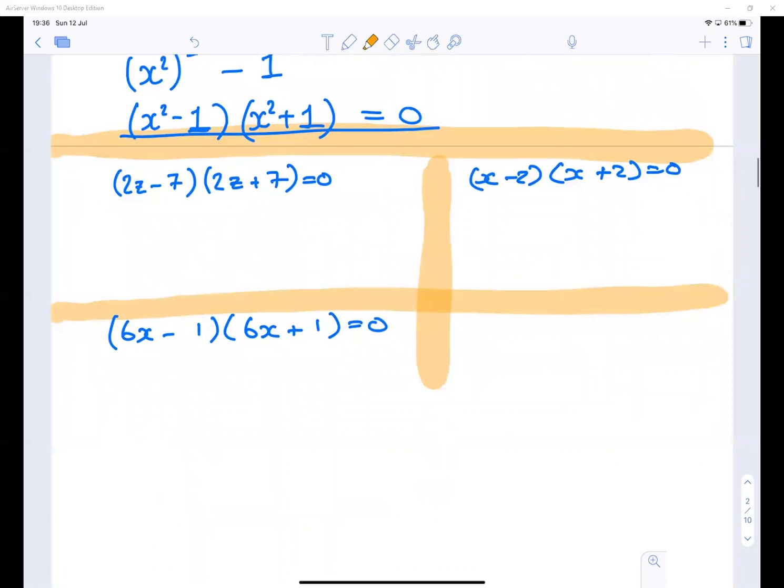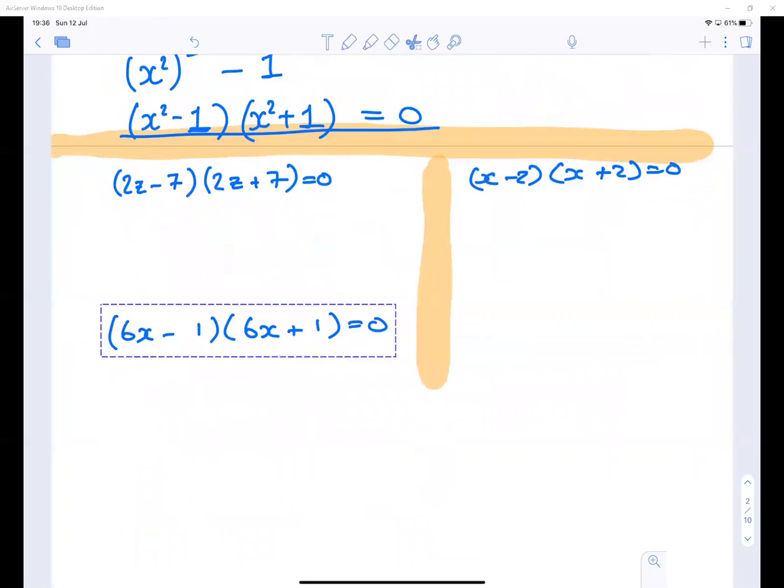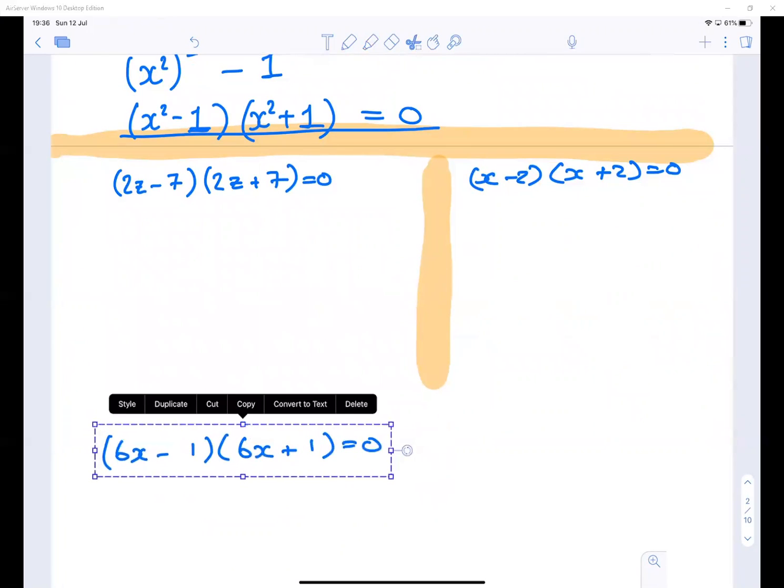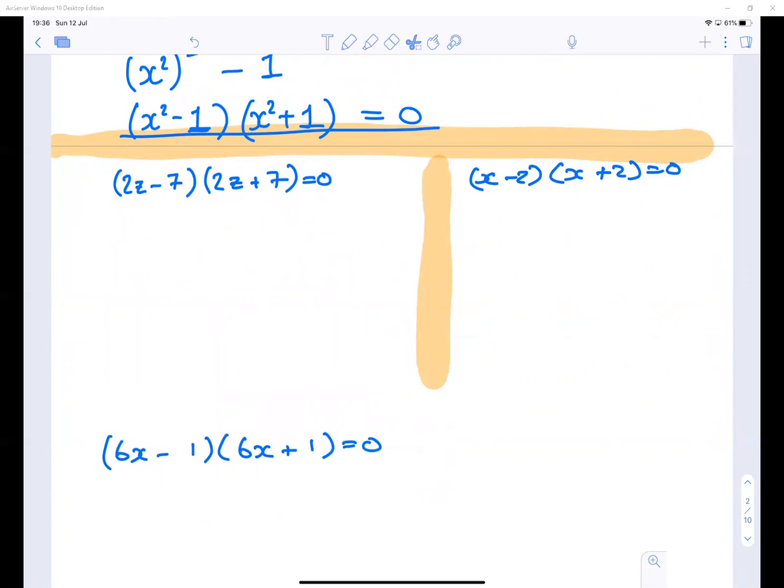I don't know if there's enough space there. Let me just grab something. That's better.